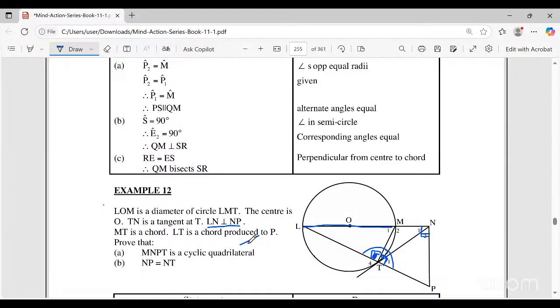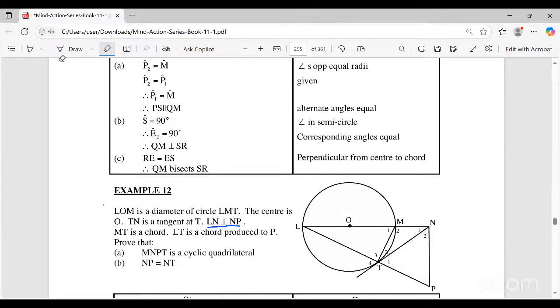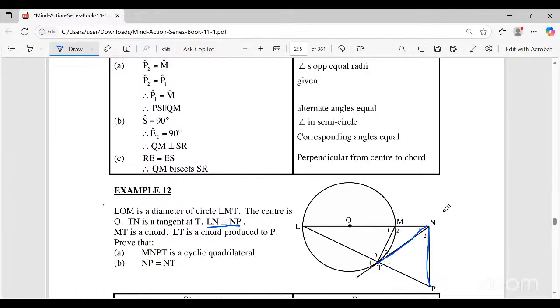Yes, sir. Then now with this one, we are required to prove that NP, where is NP actually? Oh, NP is right here. NP is equal to NT. So we are required to prove that this triangle here is an isosceles triangle. Then what can we maybe do? Let me think.